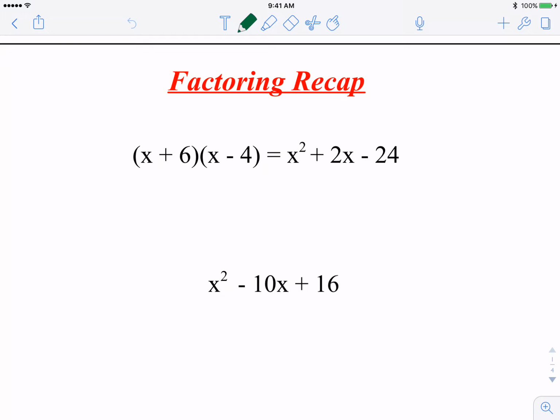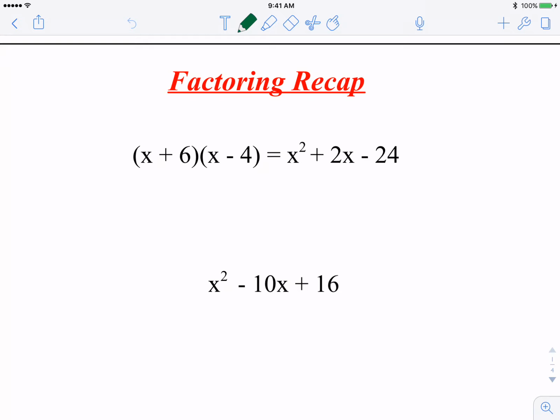Welcome, guys. In this video, we're going to be taking a look at a review of some of the factoring strategies we learned earlier in the year as a means to apply it to some of the quadratic equations and quadratic applications we're moving into soon in class.